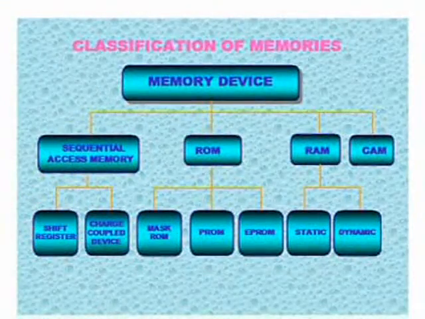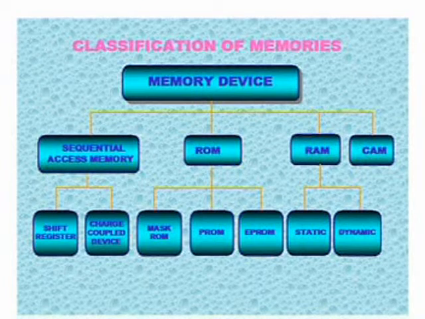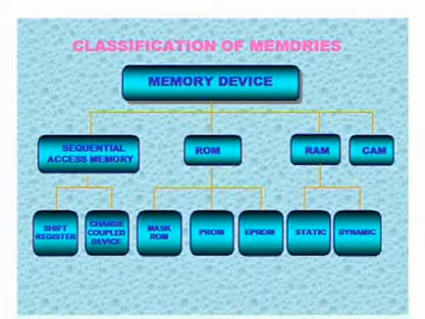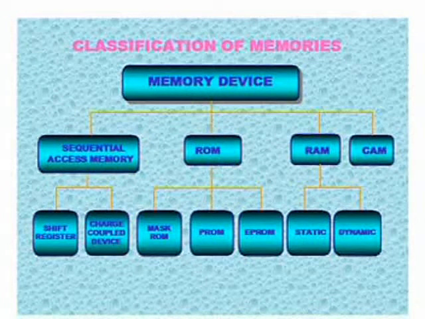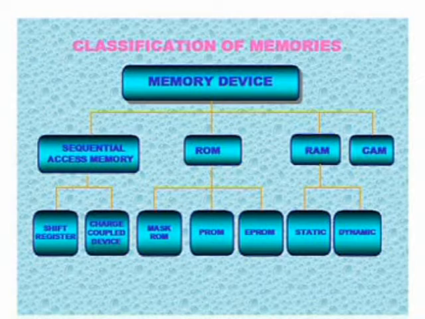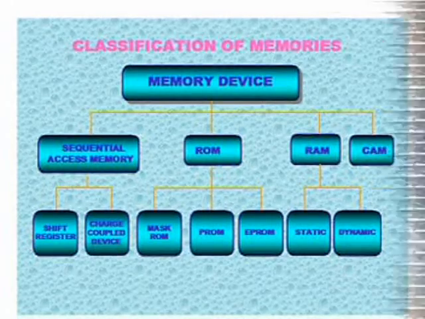Types of memory. We can classify the memory according to the principle of operation, physical characteristics and fabrication technology. From figure 1, we can classify the memory into 4 broad categories. First one is sequential access memory. The second one is read-only memory, simply we can call it ROM. The third one is the random access memory, we can call it RAM. The last one is the content addressable memory, that is CAM.